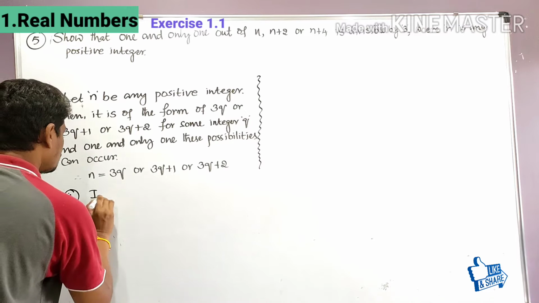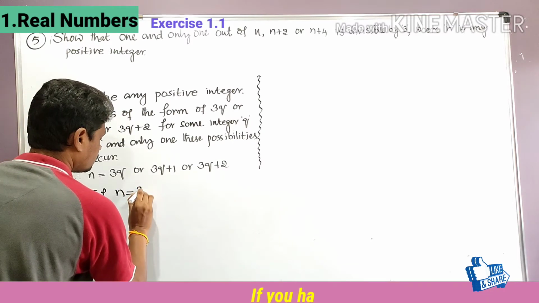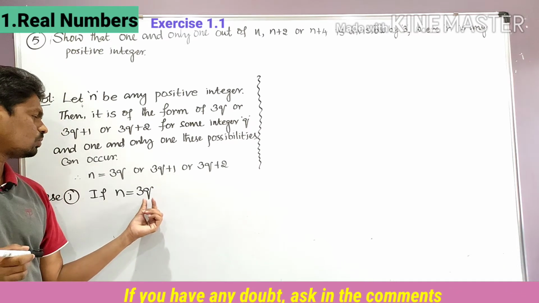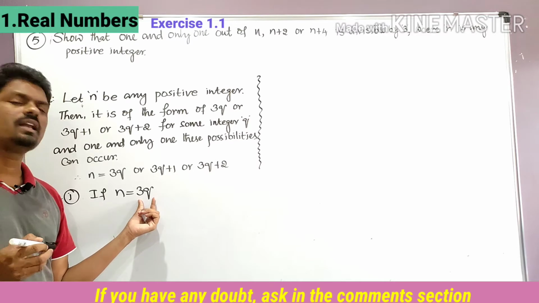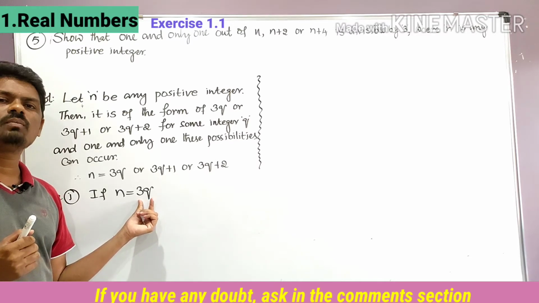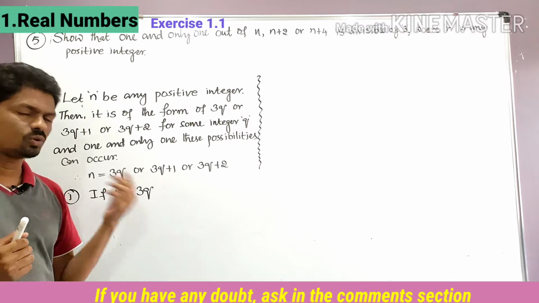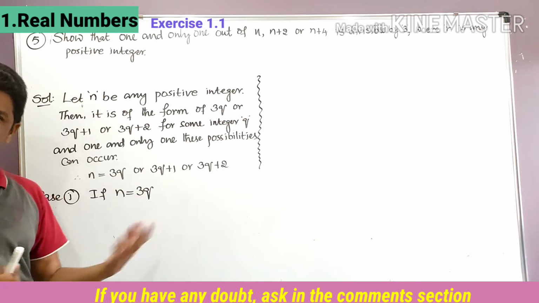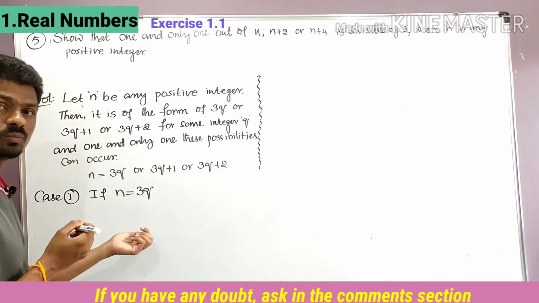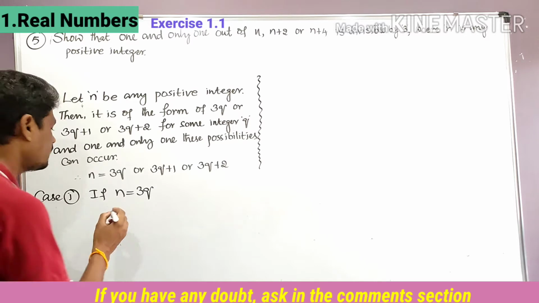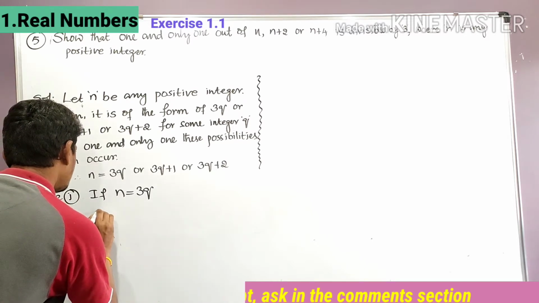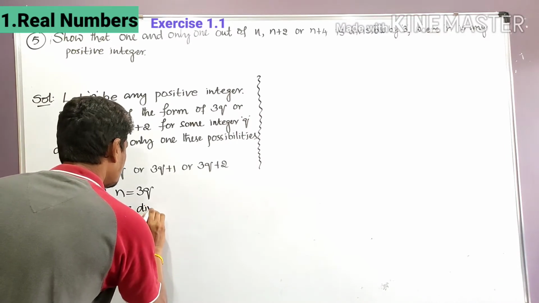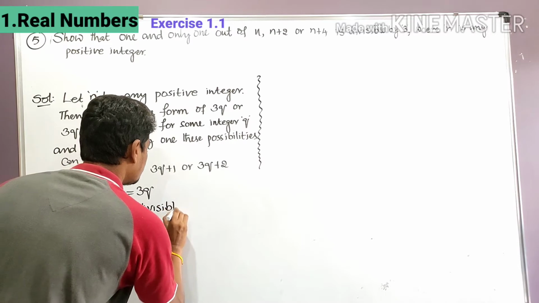If n is equal to 3q, it is very clear that n is equal to 3 into q, where q is some integer. So here n is a multiple of 3, and every multiple of 3 is exactly divisible by 3. So if n is equal to 3q, n is divisible by 3. Therefore n is divisible by 3.